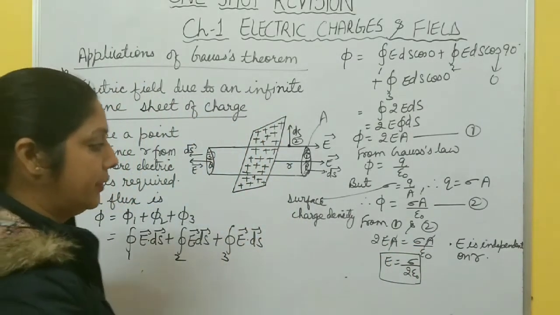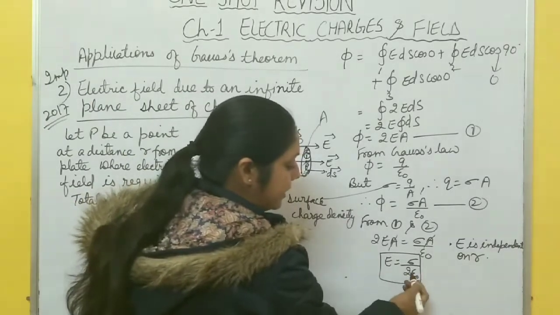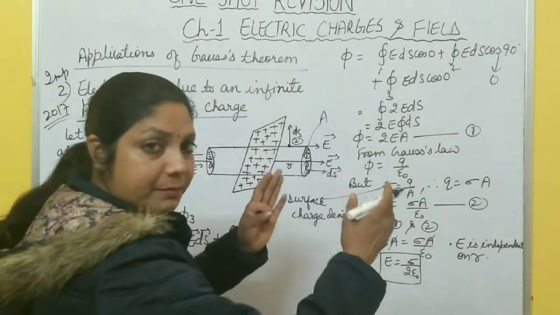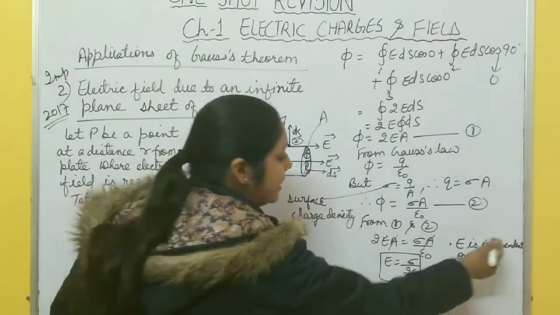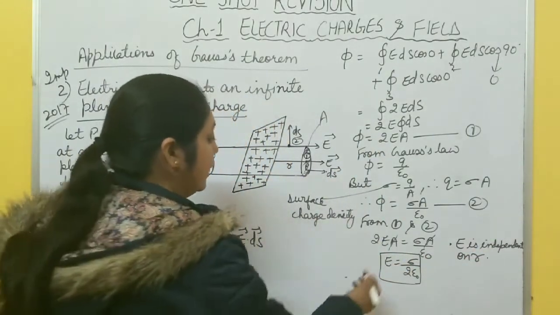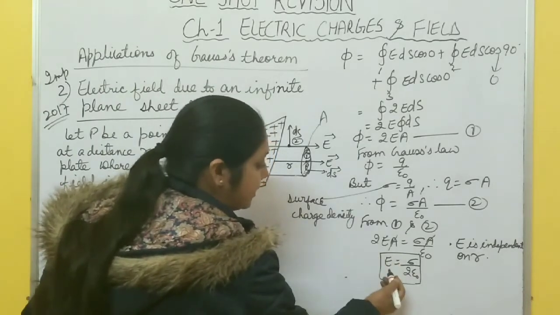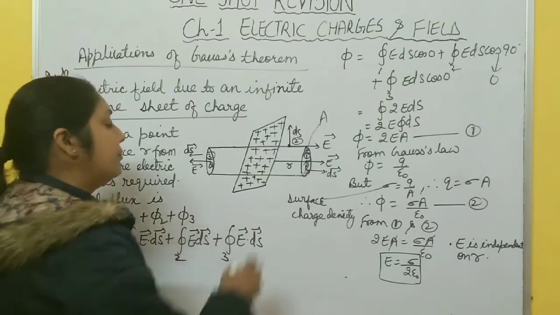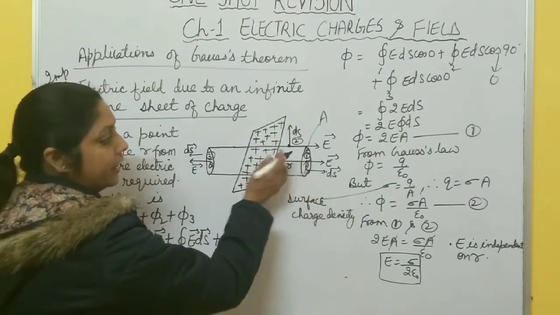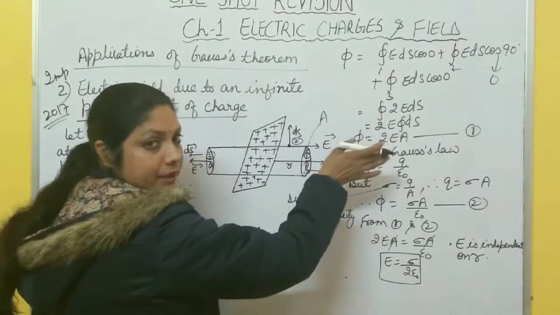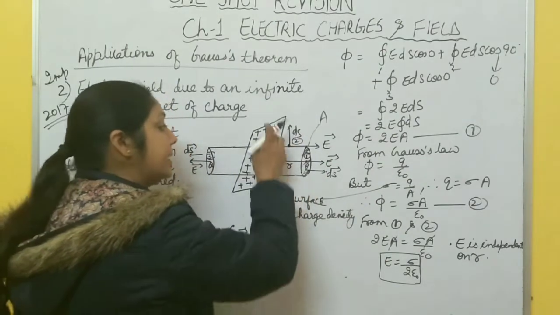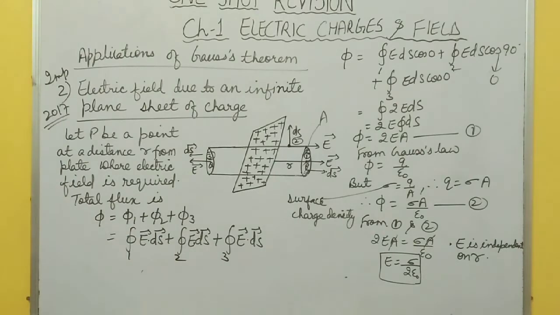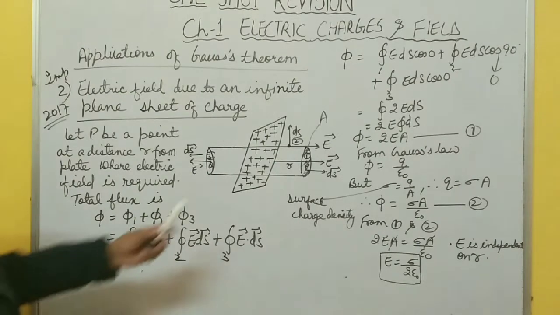2 epsilon naught. Here you find that E is not dependent on R. Okay, whatever near points of that plane sheet electric field is same. E is independent of R, and total electric field due to this plane sheet is E equal to sigma by 2 epsilon naught. If this sheet is positively charged, then electric field is away from the sheet, right? But if this sheet is negatively charged, then total electric field is towards the plate.